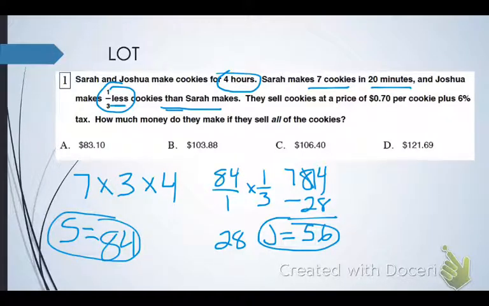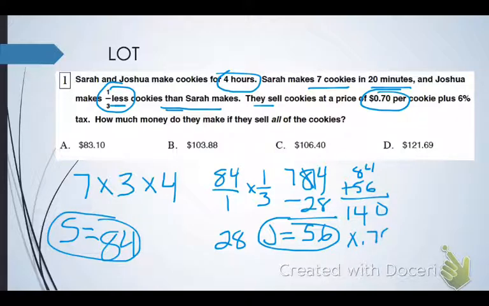So what that tells me is altogether 84 plus 56 gives me 140 cookies. Sarah and Josh have 140 cookies that they have made combined. Then it says they sell cookies at a price of 70 cents per cookie. So I'm going to take the 140 and times it by 0.7 to determine how much money they would be making. And that equals $98.